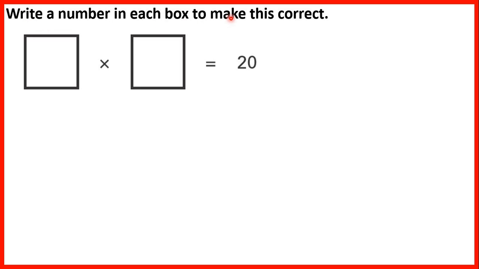Write a number in each box to make this correct. So what times what equals 20? Well, 5 times 4 is 20, and with multiplication, order doesn't matter, so 4 times 5 is 20 as well. 10 times 2 is 20, and so is 2 times 10. And we could also have 20 times 1, because when you multiply a number by 1, it stays the same. And again, we could switch these around, so 1 times 20 is 20 as well.